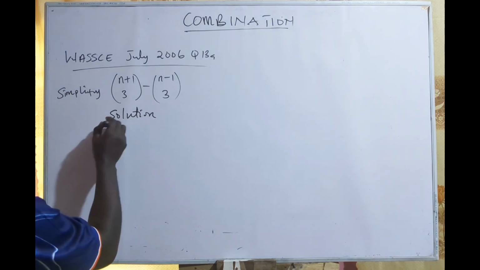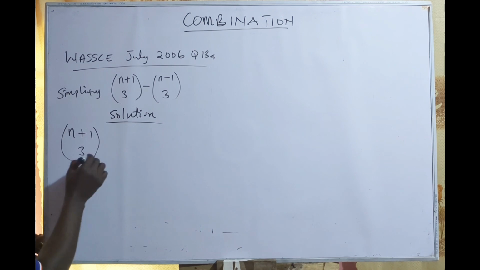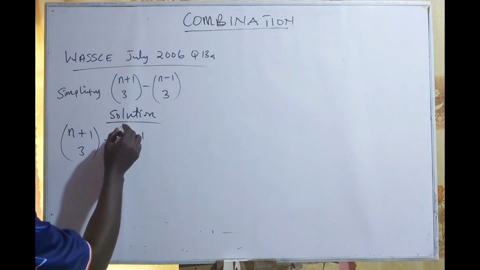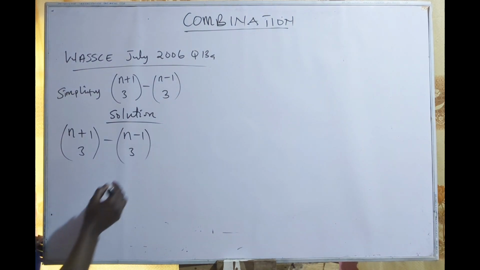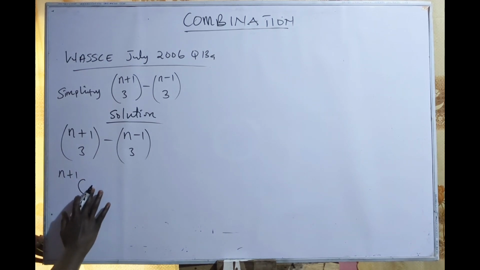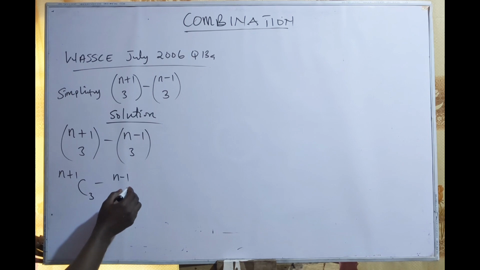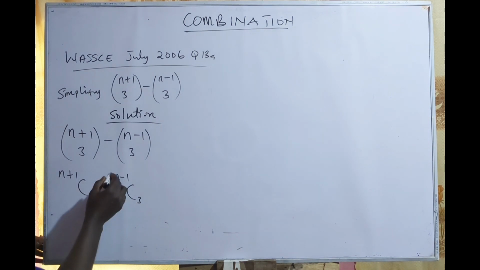So let's solve. N plus 1 combination 3 minus n minus 1 also combination 3. So this can be written as what? N plus 1 combination 3 minus n minus 1 combination 3.